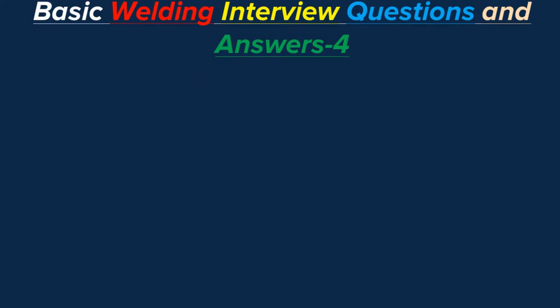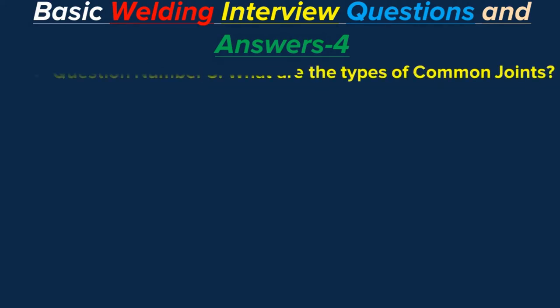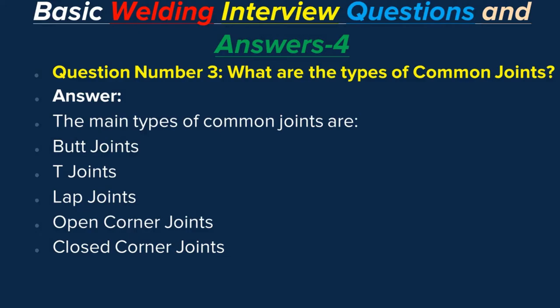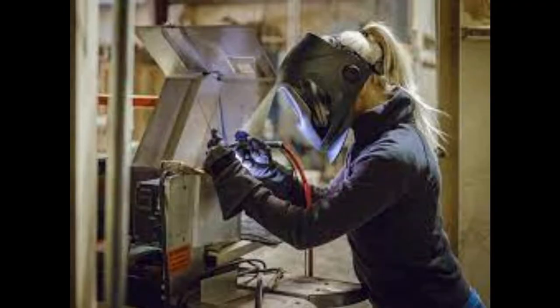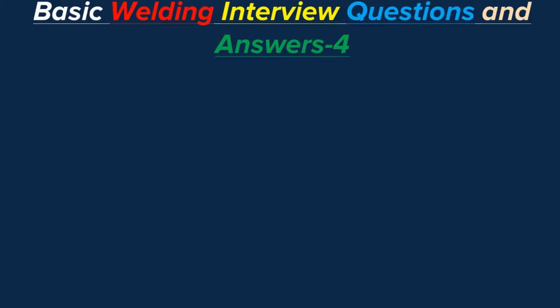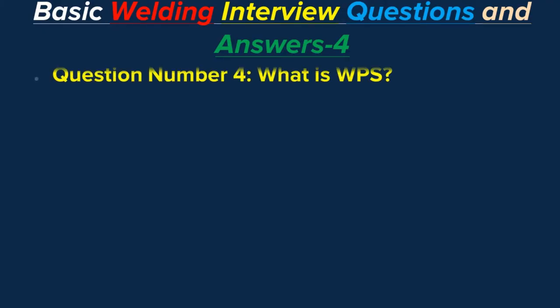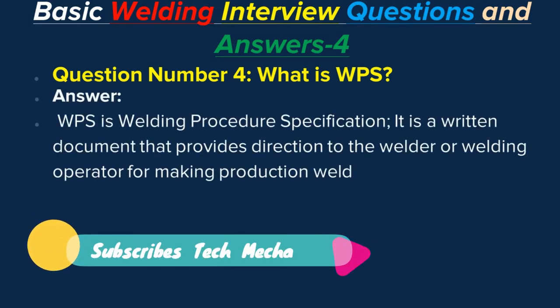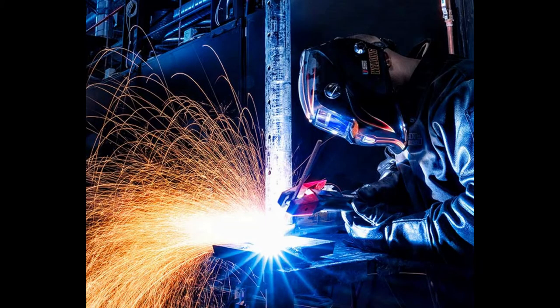Question number 3. What are the types of common joints? Answer. The main types of common joints are butt joints, T joints, lap joints, open corner joints, and closed corner joints. Question number 4. What is WPS? Answer. WPS is welding procedure specification. It is a written document that provides direction to the welder or welding operator for making production welds.